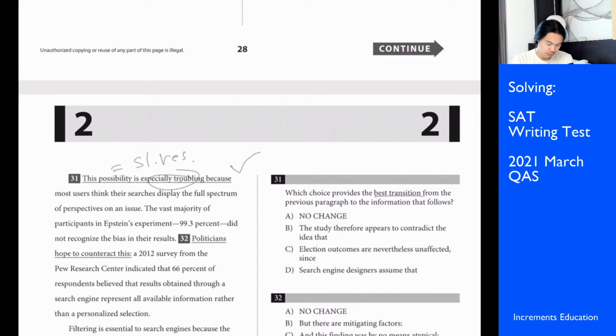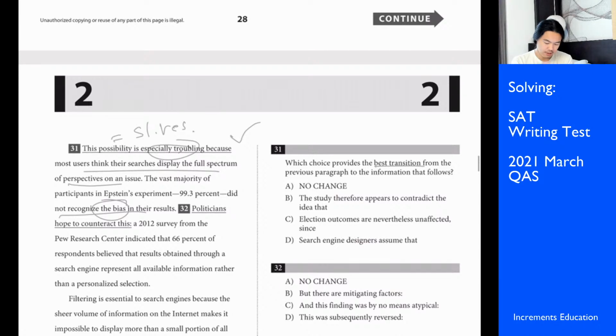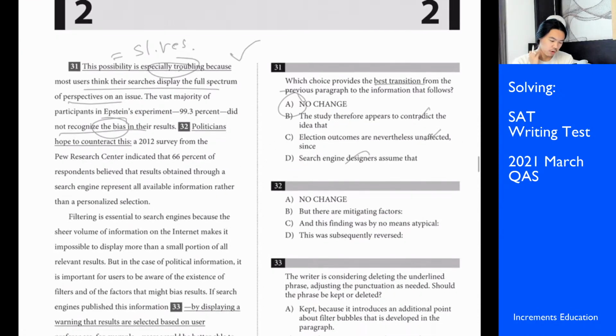Because especially troubling would mean, right, that we have to have most users, right, this is a larger problem. 99.3 did not recognize the bias. They didn't know. Okay, so yeah, that seems like the correct answer. Contradict, unaffected. No. Okay, so we're going with that.